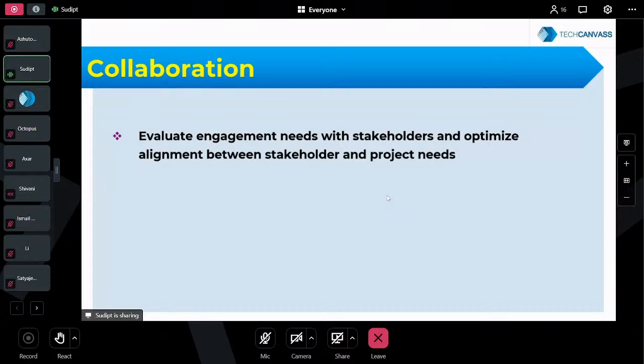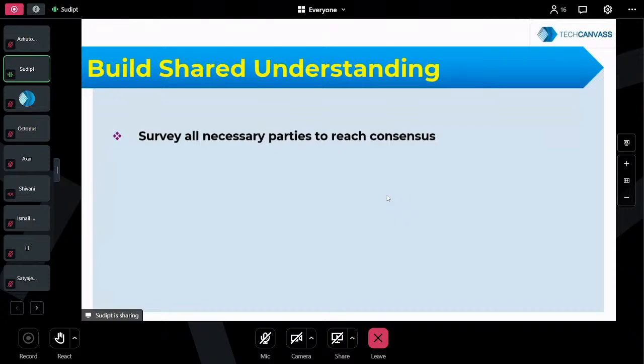Talking about building trust, the next task talks about building a shared understanding. Understanding amongst team members is the glue that holds the project team together. So survey all necessary parties to reach a consensus. Project managers need to know how to identify root causes of misunderstandings, support the outcome of agreements, and investigate potential misunderstandings.